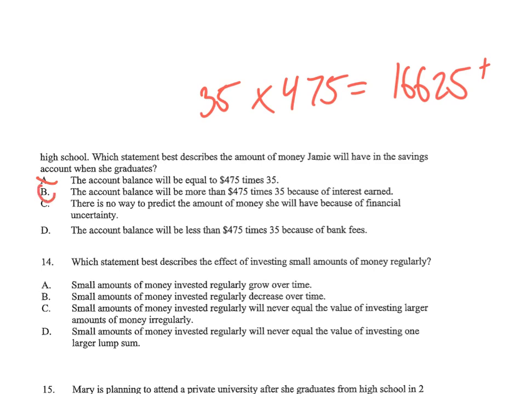That looks pretty good. I'm going to go ahead and circle it just to be safe. C, there is no way to predict the amount of money she will have because of financial uncertainty. Maybe if you're talking about a really unstable stock market, possibly. D, the account balance will be less than $475 times 35 because of bank fees. Well, we already said there are no bank fees, and if you've got that kind of bank, you need to find a different one anyways.